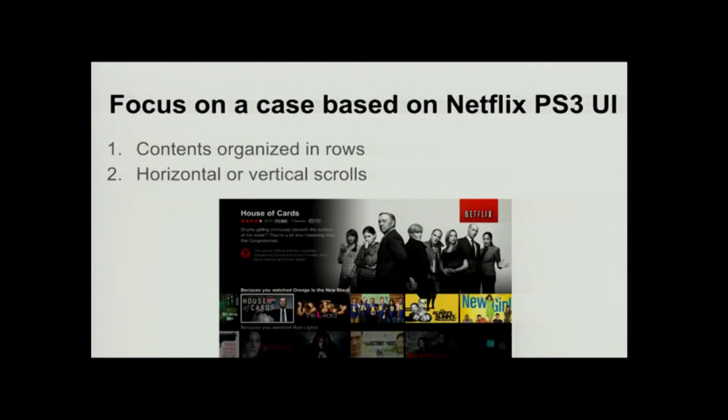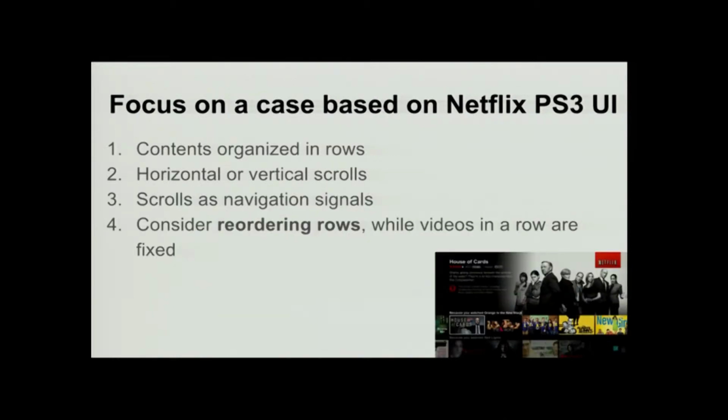Here we focus on one special case at Netflix: sessions from Netflix PS3 user interfaces. In this interface, contents are organized in rows, and users can either scroll horizontally within a row to browse more videos, or scroll vertically to see other rows. Here we only consider scrolls as navigation signal in our experiment, while in principle you can use other navigation signals as well. And also, we only consider reordering rows instead of shuffling the whole page.